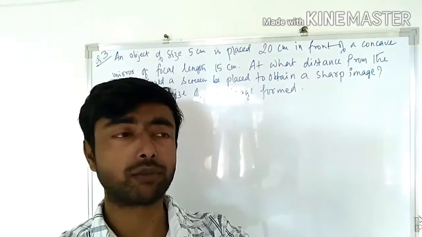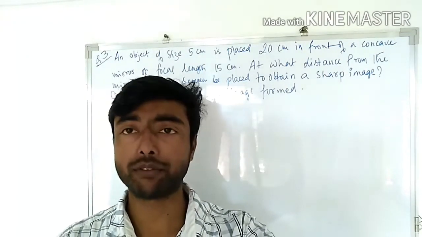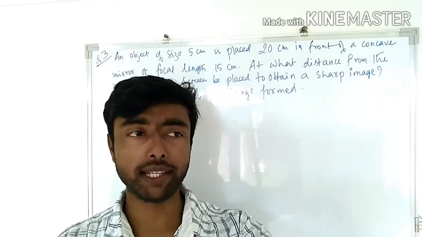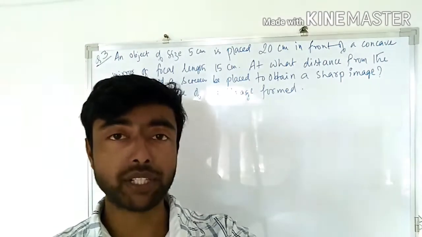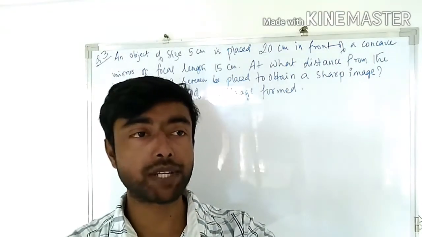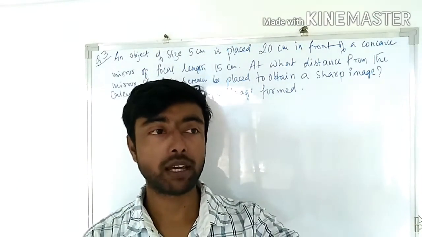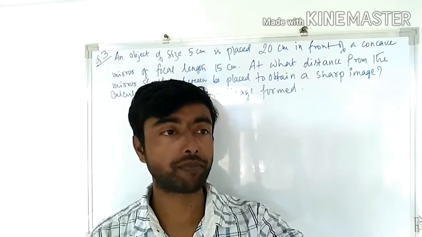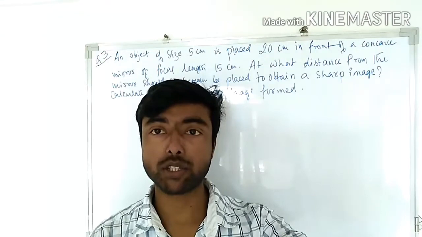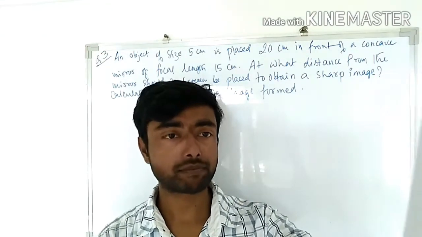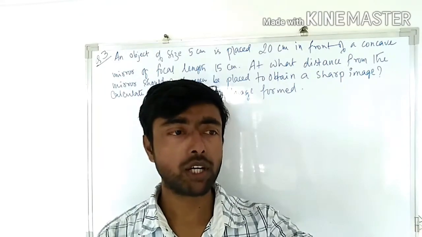Here we go. This is the third question. An object of height 5 cm is placed 20 cm in front of a concave mirror of focal length 15 cm. You have a concave mirror with a focal length of 15 cm, and an object of size 5 centimeter placed 20 centimeter in front of it. At what distance should a screen be placed so that it will form a sharp image?